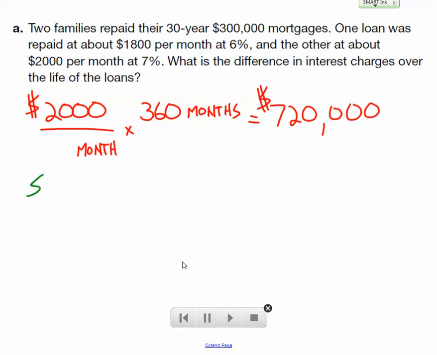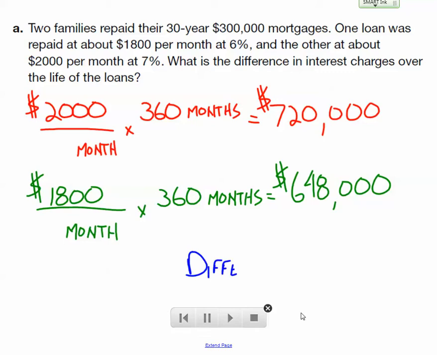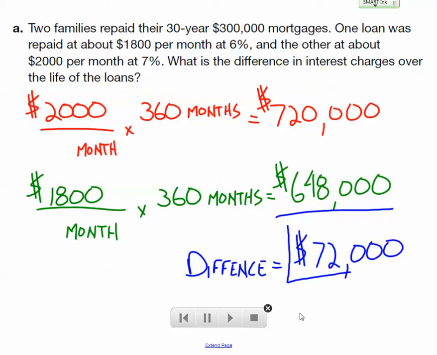Now the first family is obviously going to pay less, but it's just a matter of how much less. They're paying $1,800 a month for the same 360 months. So 1,800 times 360 is $648,000. So they're asking us here though, what's the difference in interest charges? Well, the difference, just subtract these two numbers, and we get $72,000. So because of that 1% more interest rate, that family has to pay an extra $72,000.